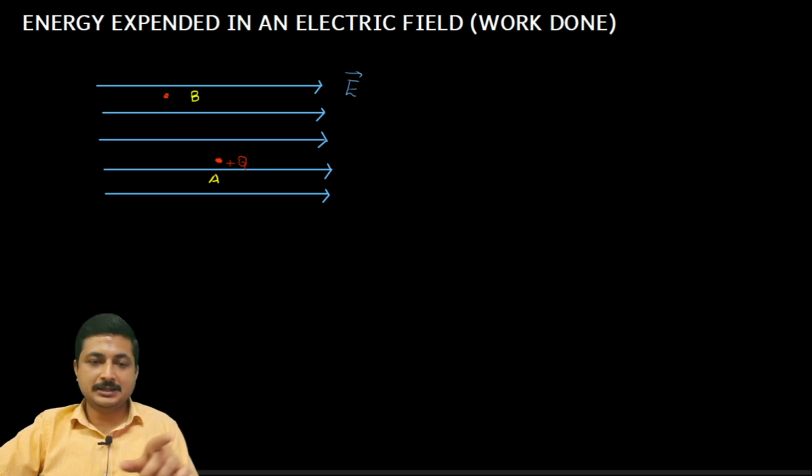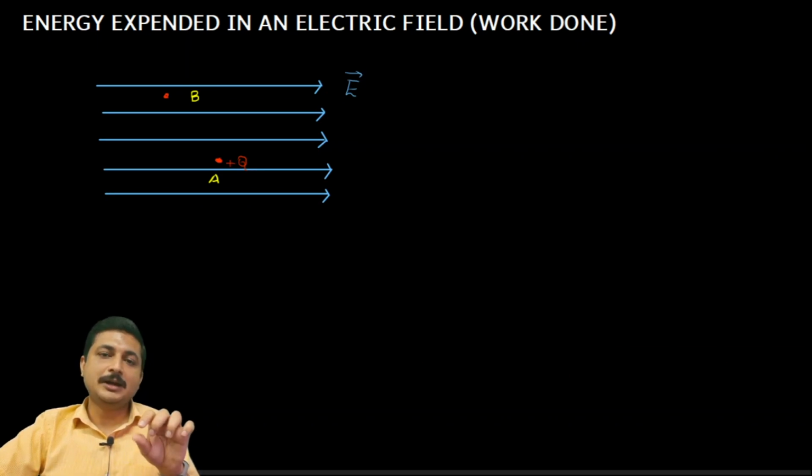So that direction is some arbitrary direction, and I am going to move it in some direction opposite to the field, because the field is from left to right. I am going to move it in some arbitrary direction, and obviously I need to apply some force, then only can I take this Q from that particular point A to B.